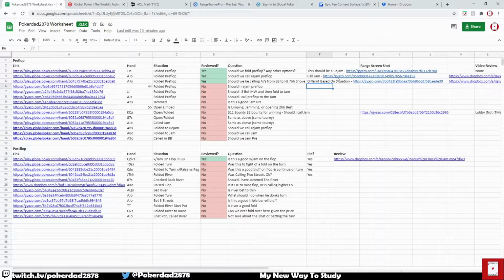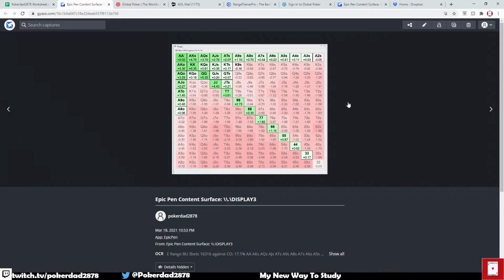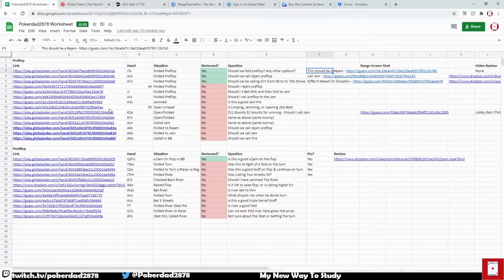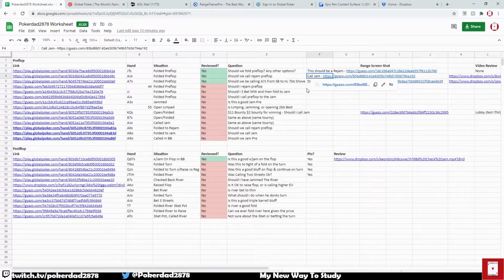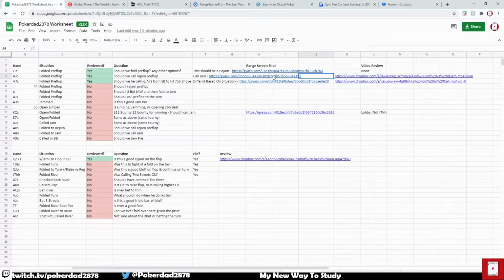Then for the pre-flop stuff, which I'm using HRC for, I am posting the Gaiazo link in my spreadsheet. This way I can go look again if I want to look back at the hand and the situation, and I can look at the range there. Also, and this is what's going to be in this video, I'm actually going to show 3 of the hands I reviewed here.